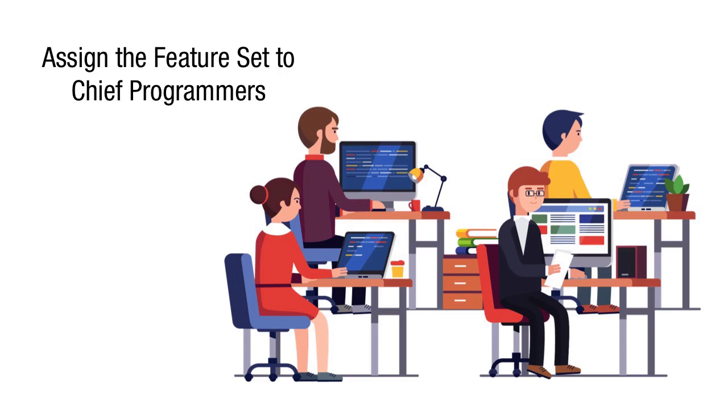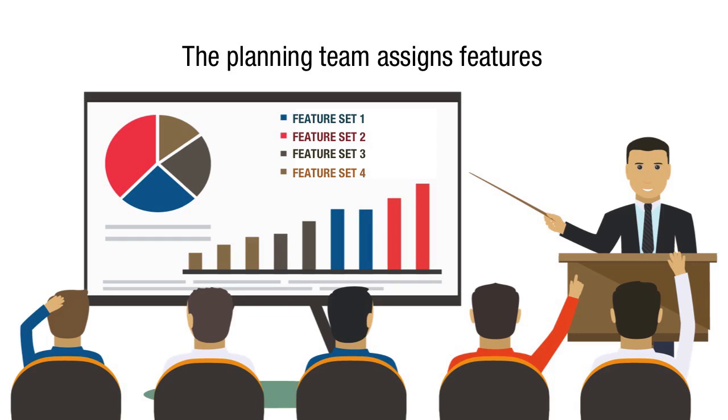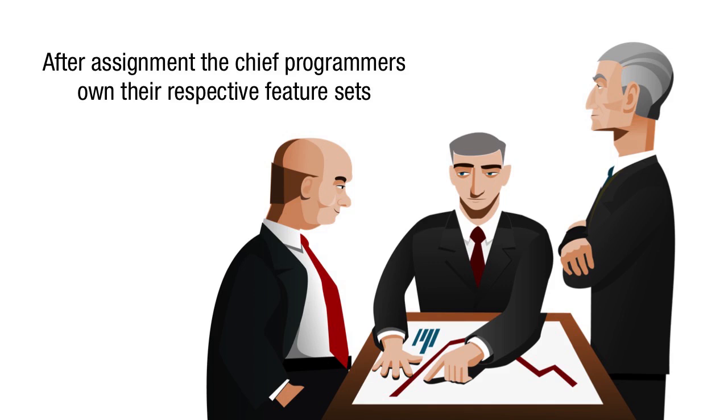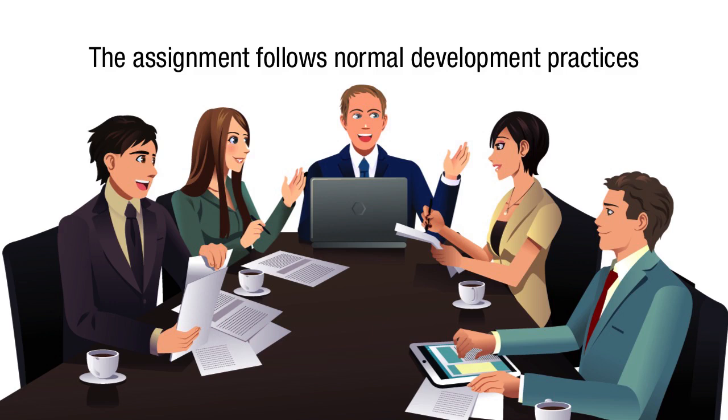Assign the feature set to chief programmers. This step is required. The planning team assigns features. After the assignment, the chief programmers own their respective feature sets. The assignment follows normal development practices.